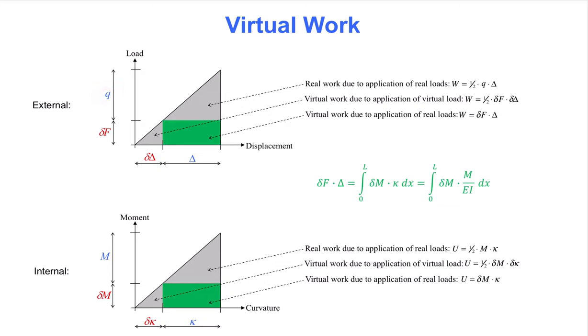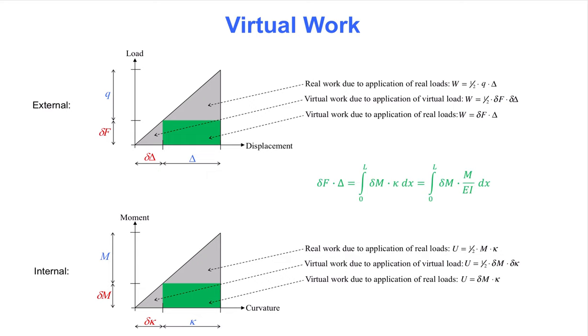Again, a gray shaded triangle shows the real work that emanates from that load, both externally and internally. The triangle means that the factor 1/2 still applies to the calculation of the work. In summary, the two figures identify by shaded areas the virtual work that is carried out when the virtual load is applied, and the real work that is carried out when the real loads are applied.